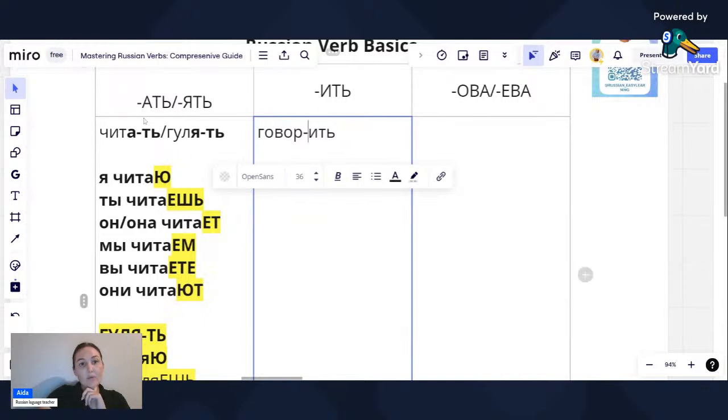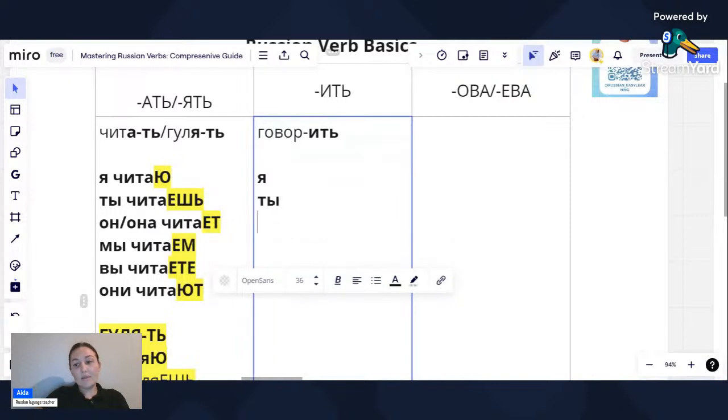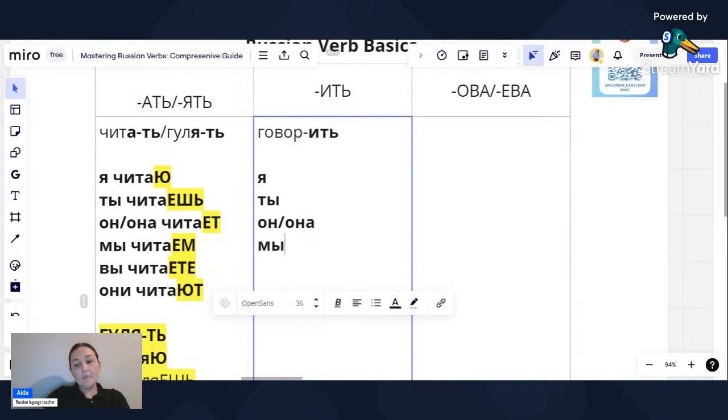If we talk about verbs of the first group, we need to cut t. If we talk about verbs of the second group, we need to cut it. Okay, and we have this part, говор, and we use it to form personal forms. So, we also have these personal pronouns: я, ты, он, она, мы, вы, они.